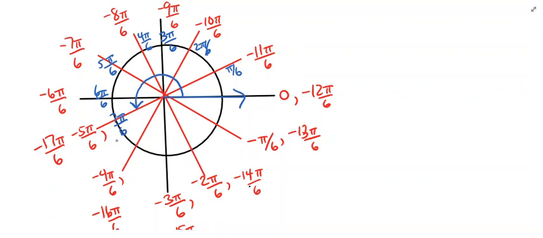So I hope this was a really good review of the unit circle itself and how to compute the trigonometric functions of certain angles.